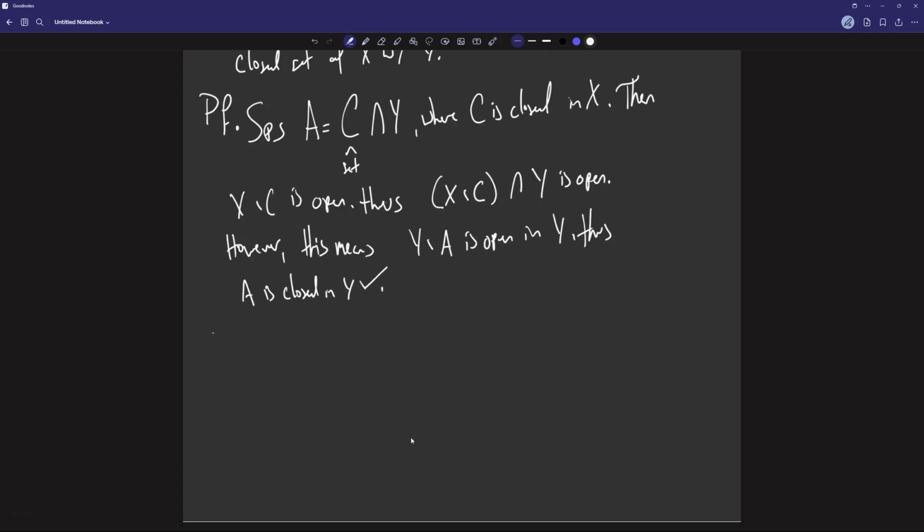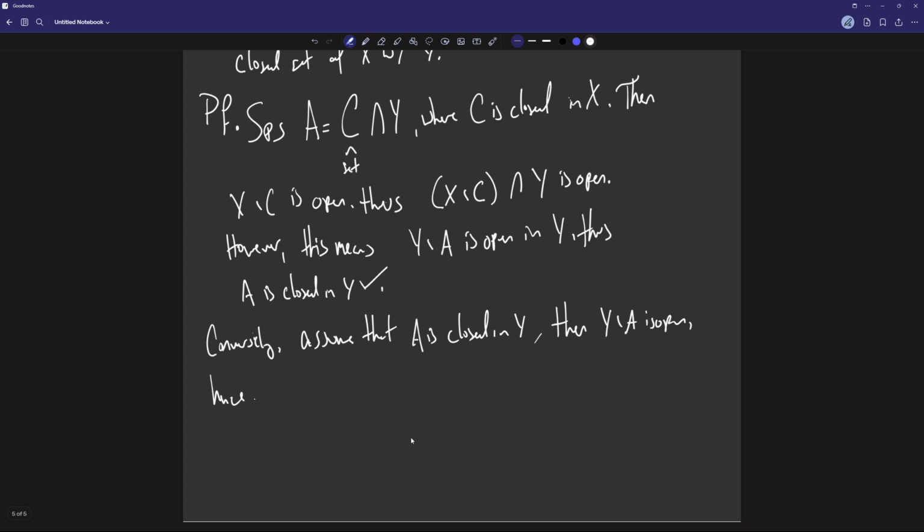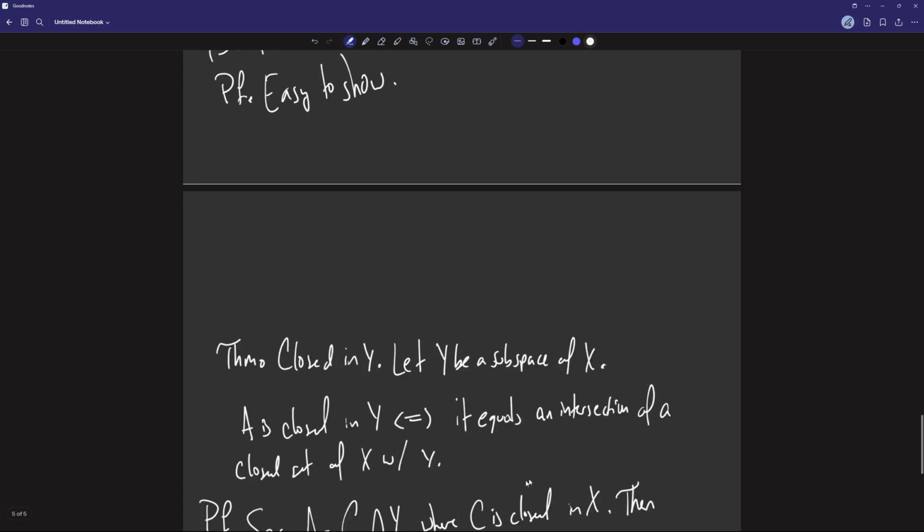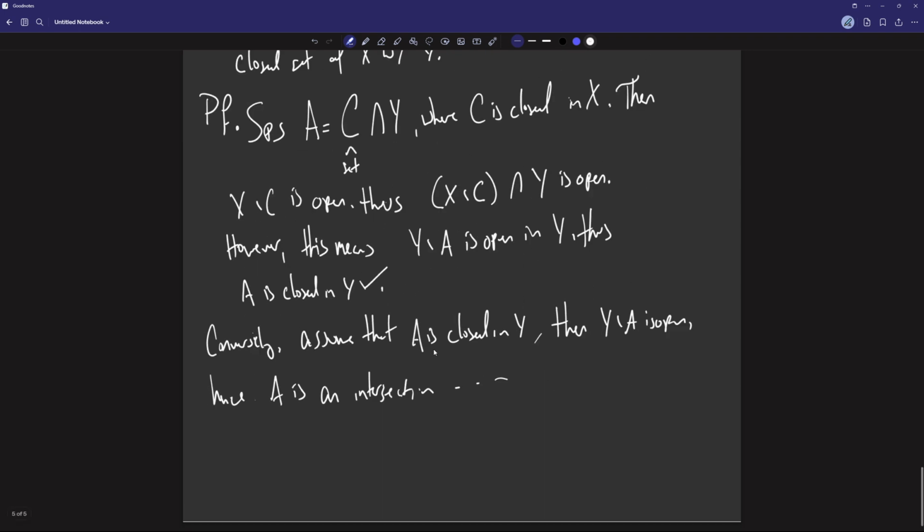And our second remark is going to be the converse. Assume that A is closed in Y. So we went from right to left before, but we're now going from left to right. If this is the case, then Y set minus A is open. Hence, A is an intersection of an open set of X with Y.